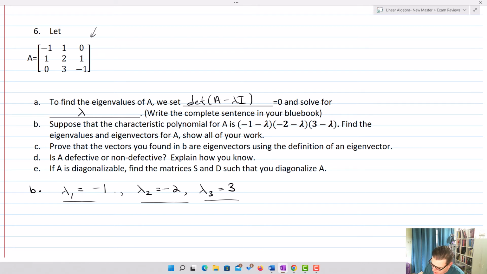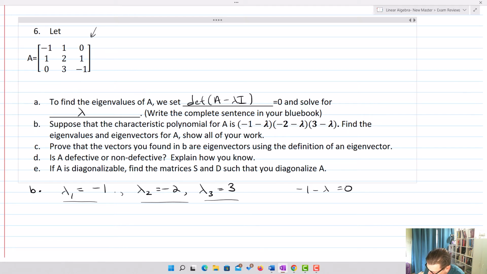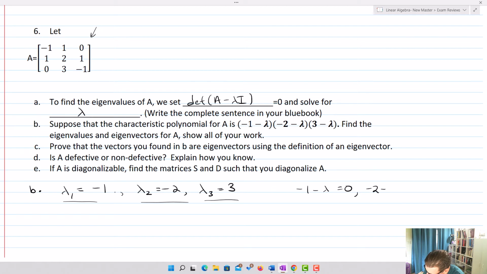Okay, so we now want to find the eigenvalues and eigenvectors for A. Show all your work. How did we do that? Just as a review, -1 minus lambda, set that equal to 0, and we're going to get -2 minus lambda equal to 0, and 3 minus lambda equal to 0. That's because the characteristic equation should be set equal to 0 to find lambda.